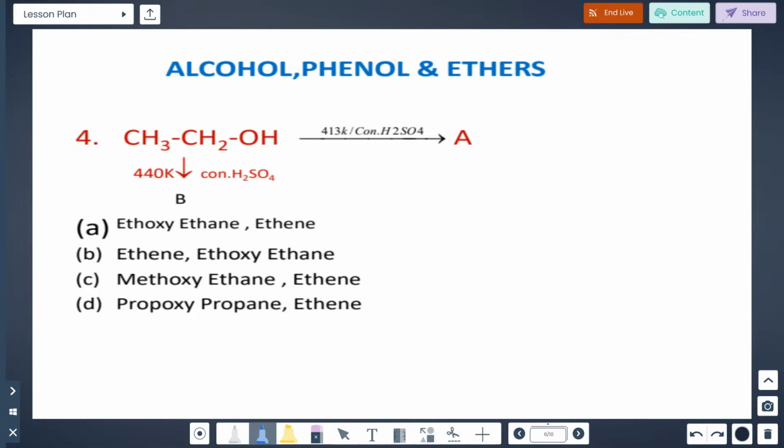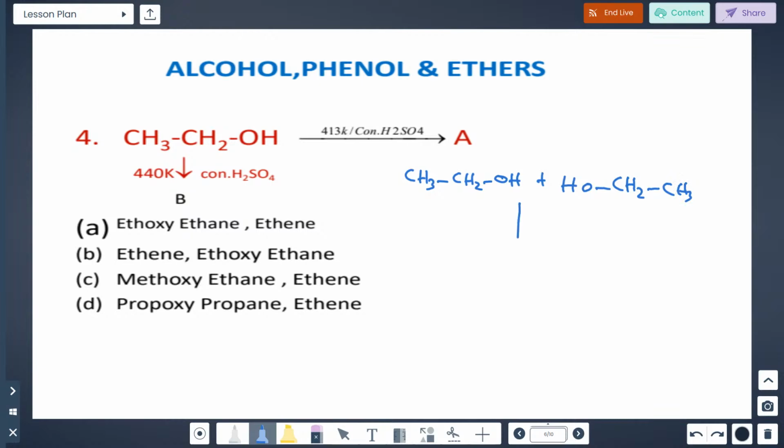So I will write it here. Two molecules of ethanol, CH3CH2OH. Whenever you write two molecules together, one molecule you should write as it is and the other molecule you write in reverse. Then only we can get the products very easily. This is ethanol, and I am writing another ethanol in the reverse direction.